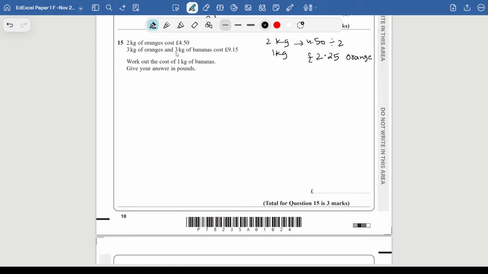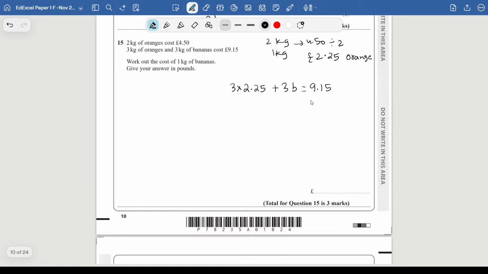Now it says the combined cost of 3 kg of orange. So for 3 kg of orange, 1 kg is 2.25, so 3 kg will be 3 times 2.25. And 3 kg of banana, we don't know the cost, so I'm using the variable b here to represent the cost of 1 kg of bananas. This is 9.15. So we have to figure out the value of b.